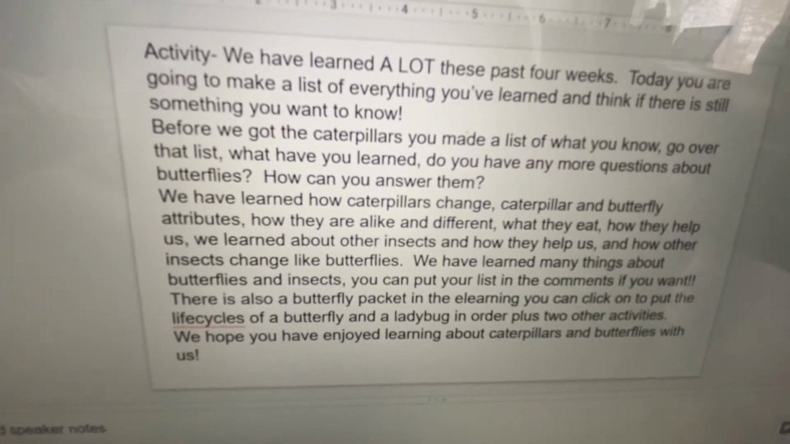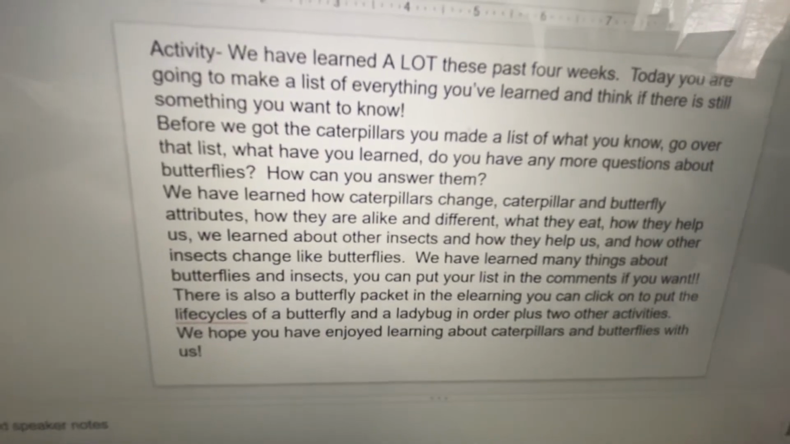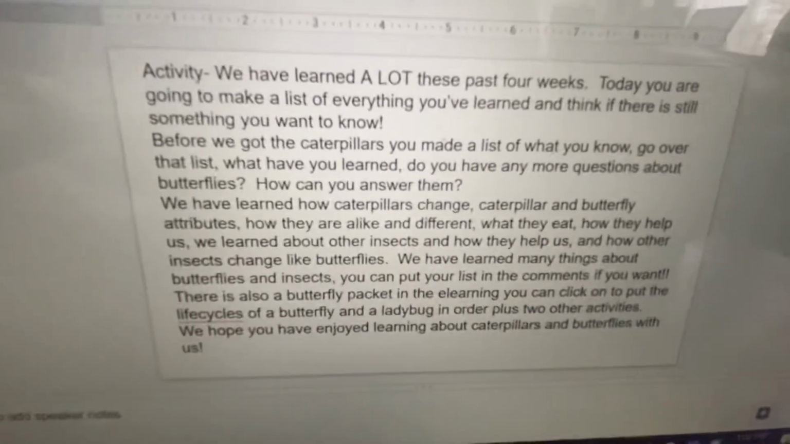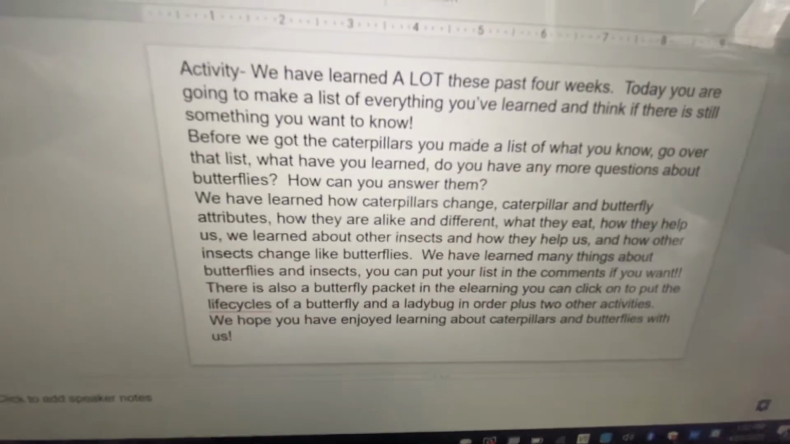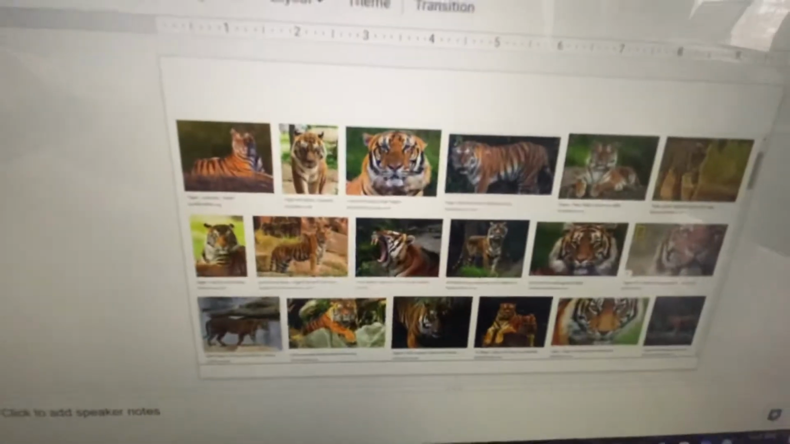And there's a butterfly packet on the e-learning that goes with this. You can click and you can put the life cycles of butterflies together and ladybugs, and there's some other activities in there, okay?